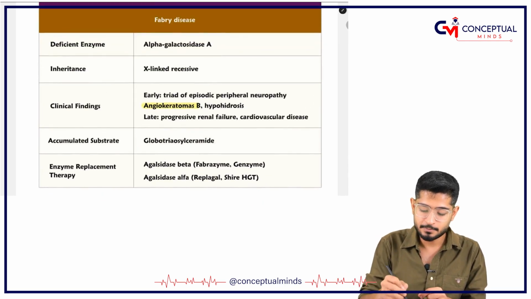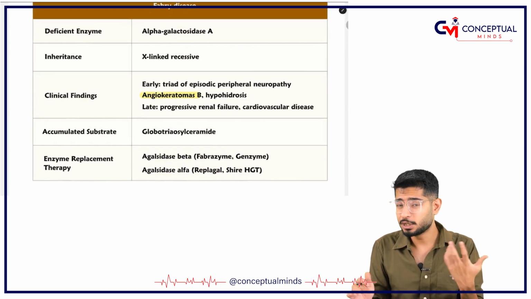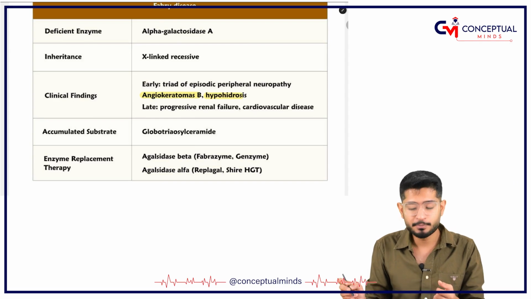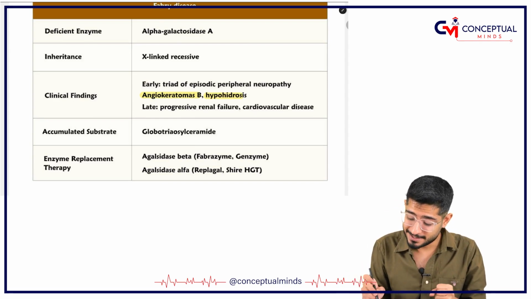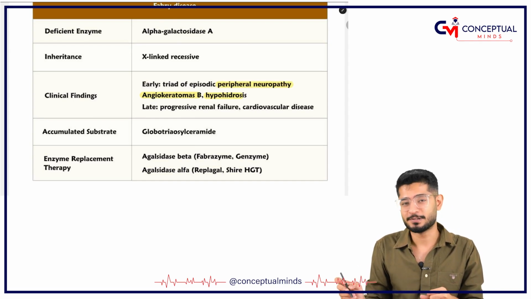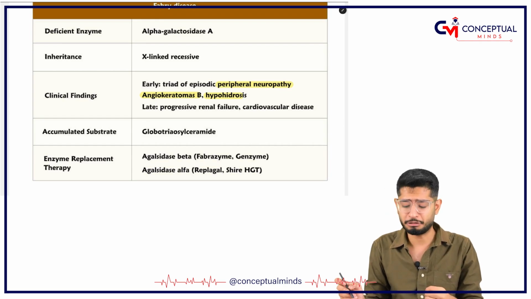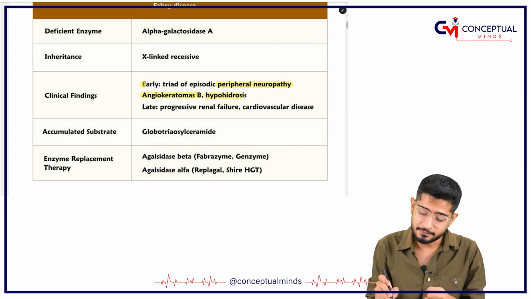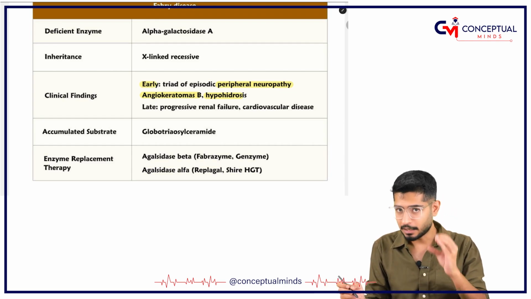And of course some fabrics don't let you sweat properly, so there will be hypohidrosis, and of course that leads to a lot of irritation. That means there is peripheral neuropathy also. So peripheral neuropathy, hypohidrosis and angiokeratoma are the early features. Now what are the late features? The kidney disease, the heart disease.